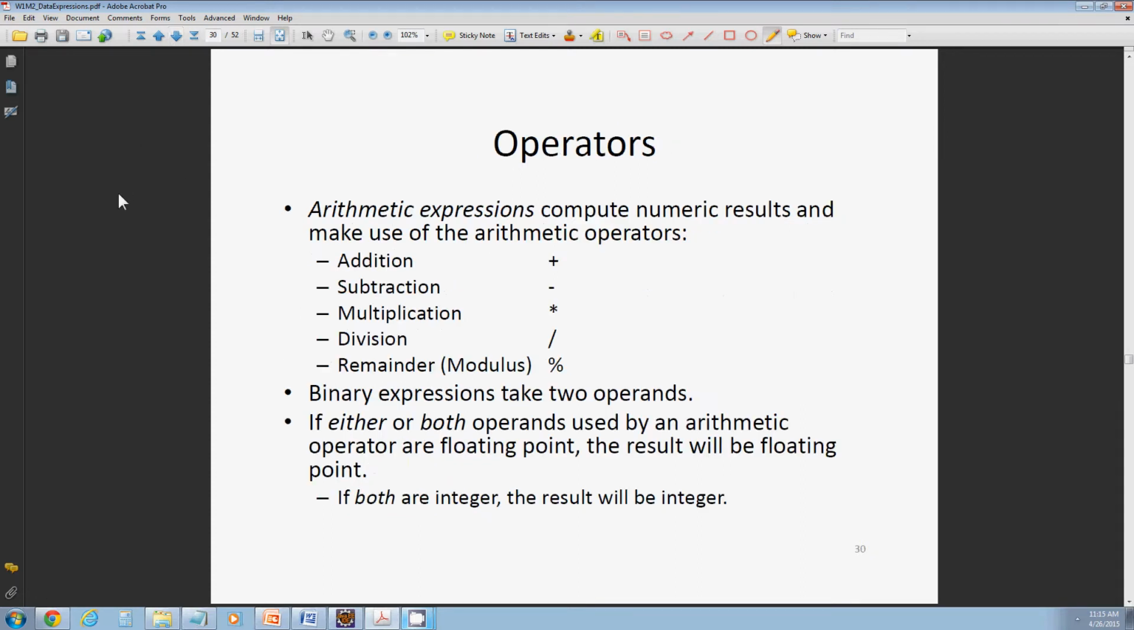So every expression has a type, and it has a value. Now, Java has several operators. These are the arithmetic operators. So there's addition, subtraction, multiplication, and division. We're going to talk a little bit more about division in a moment. And then there's a fifth operator, remainder, or modulus, which we'll also talk about. Addition, subtraction, and multiplication work pretty much like you'd expect them to. There's not too much to say about those. Division and remainder we need to talk a little bit more about, though.